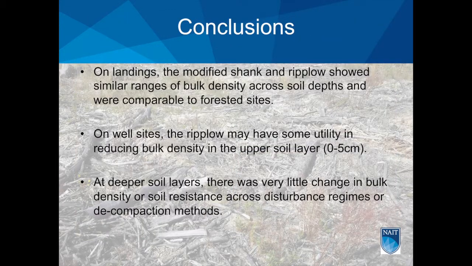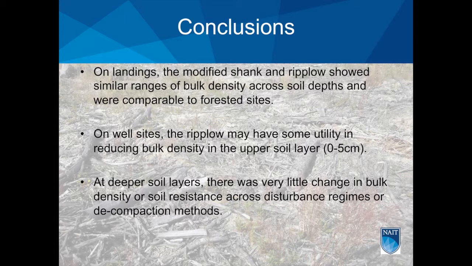So in conclusion, the modified shank and rip plow on landings showed similar ranges of bulk density across soil depths and were comparable to forested sites. However, on well sites, the rip plow actually may have some utility in reducing bulk density in the upper soil layer. This is an important soil layer. Many of our fine roots are in the upper 10 centimeters, so this is not something we should discount, even though it was a small change.